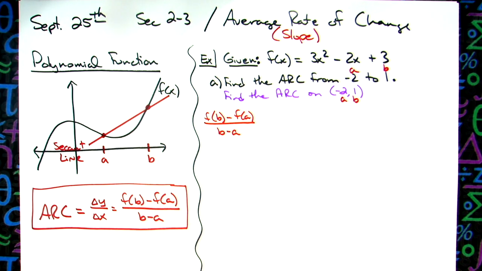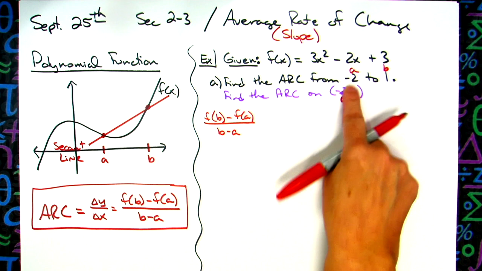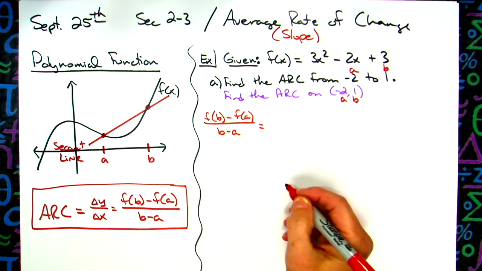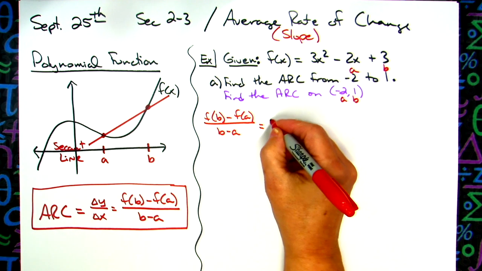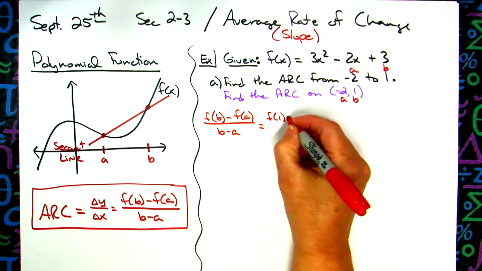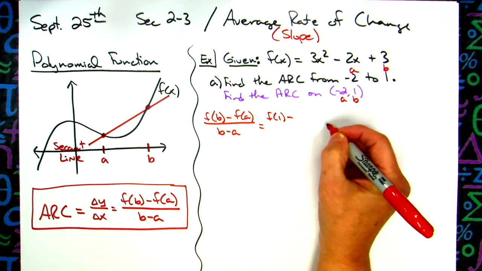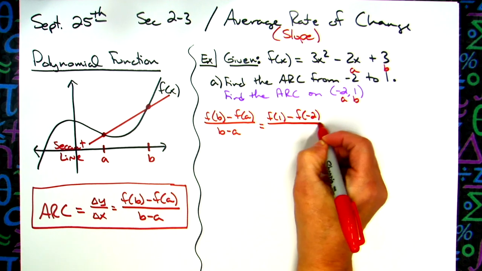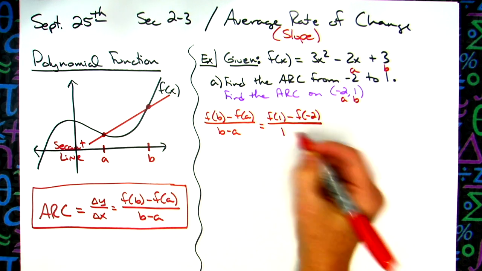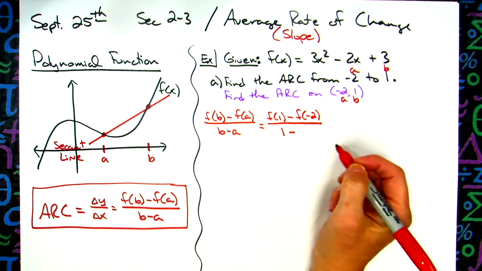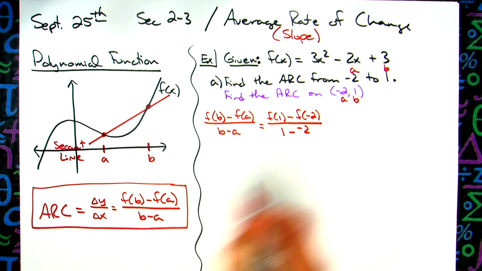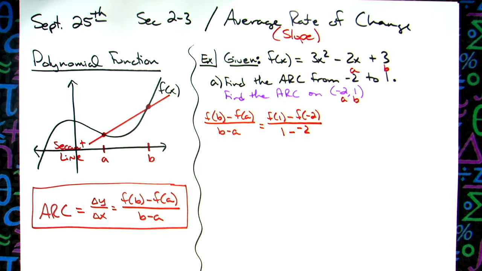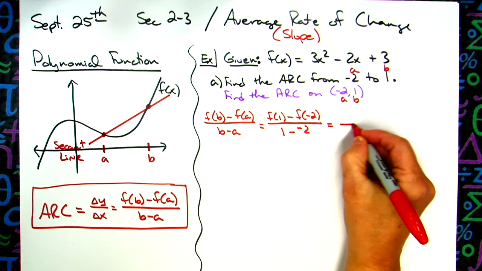All right, and then we know what our B value is. We know what our A value is, so it's a matter of plugging them in. So F of B is going to be F of 1. F of A is going to be F of negative 2. On the bottom, my B is 1. And then I'm subtracting A, which is a negative 2, which is what? It's going to be plus, plus. It's going to give us a 3 on the bottom. Okay, so we got a 3 on the bottom.